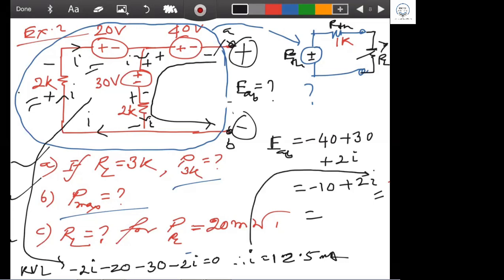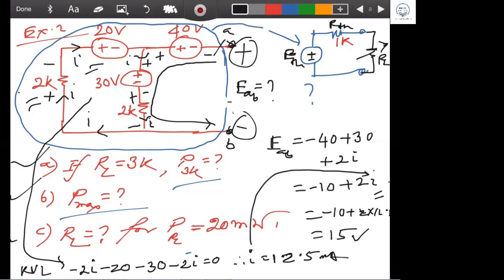And what do you get now? 10 plus 2 into 12.5. What is the answer coming then? Anyone can tell me the answer? 15. 15 volt.